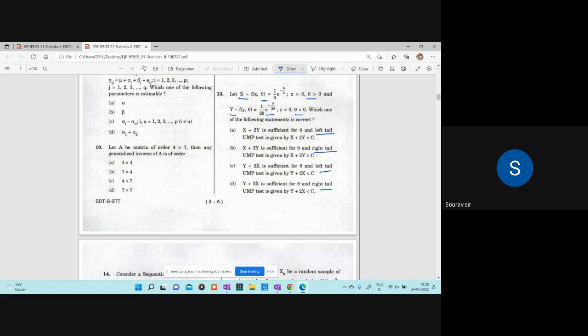So under H0 there will be one distribution, under H1 there will be another distribution. Then you need to take the ratio of these two, and at the end you will get an expression, whether this is x plus 2y or y plus 2x. You need to calculate whether this will be greater than c or less than c, according to whether you have taken the left tail or right tail test, and that will tell you whether this is sufficient or not, and whether the test is right tailed or left tailed. Like how we perform the UMP test, you have to proceed in that way only.